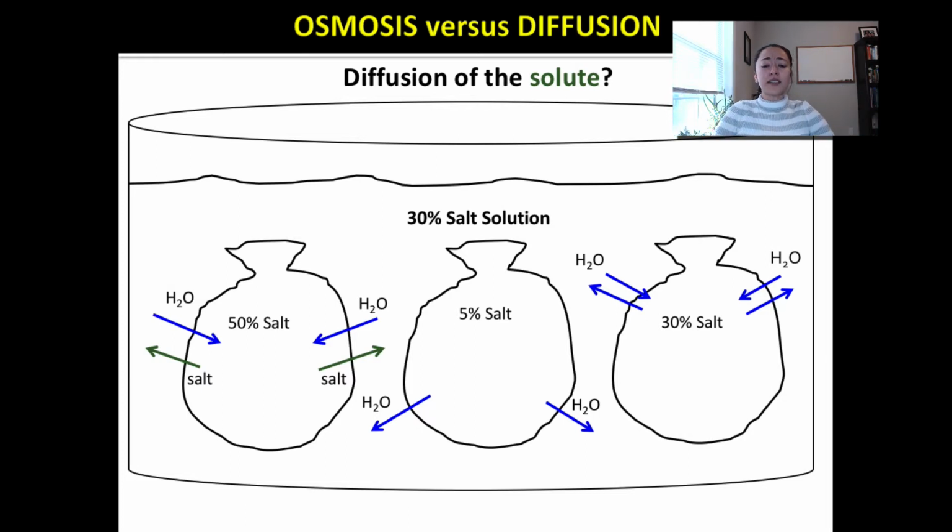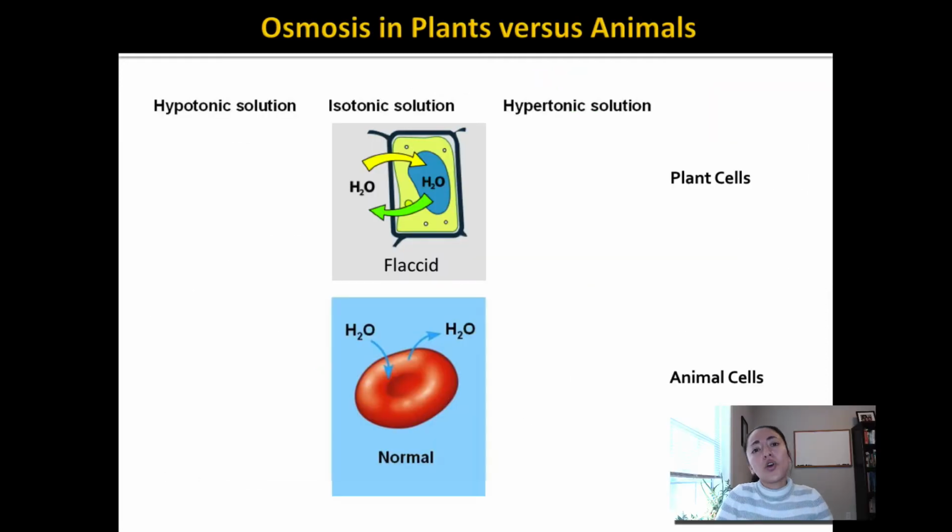In the second case here, where would salt move? Well, there's more salt outside the bag, so the salt itself would move into the bag, in the opposite way of the water. In the last case here, the salt would move equally in both directions because we already are at an equilibrium. So why is this important?